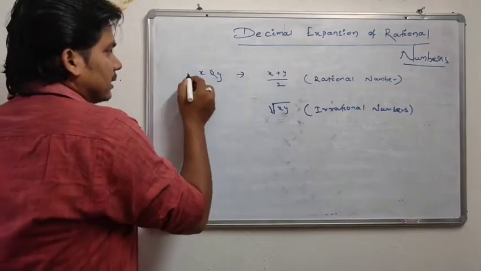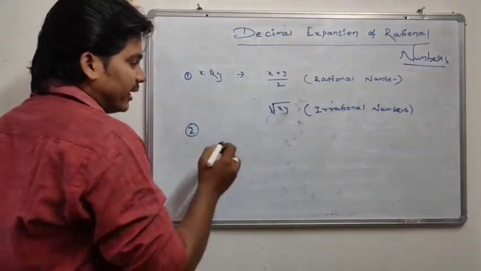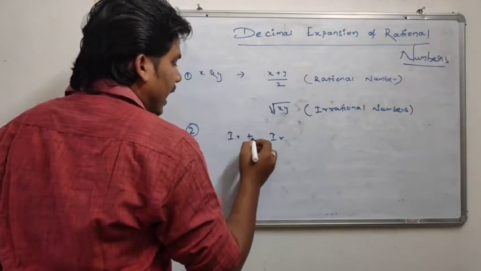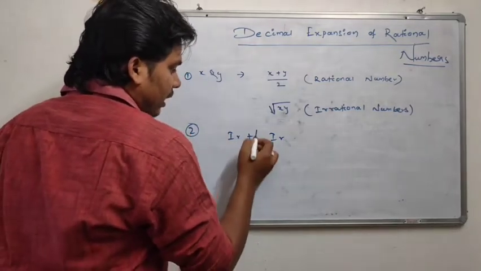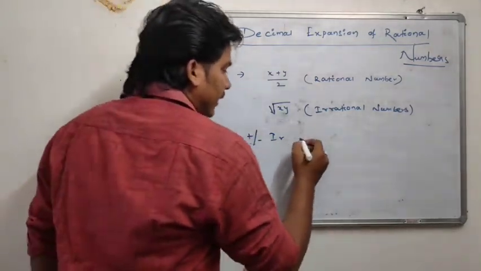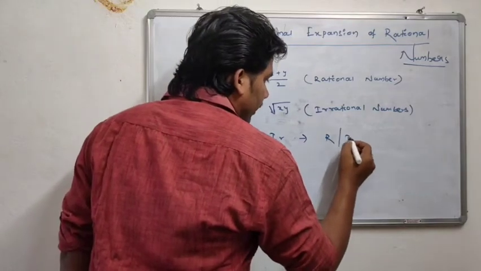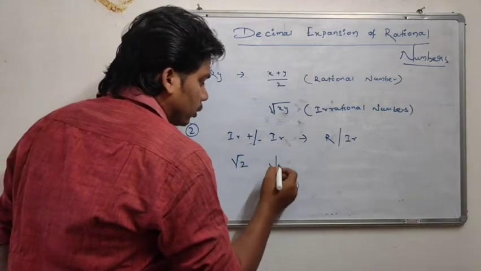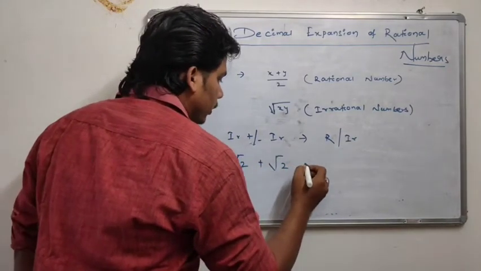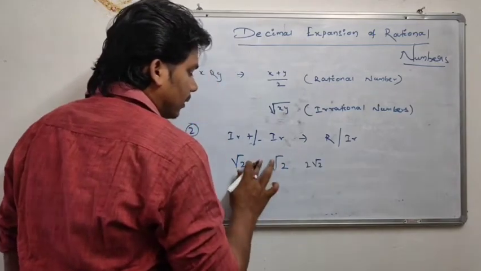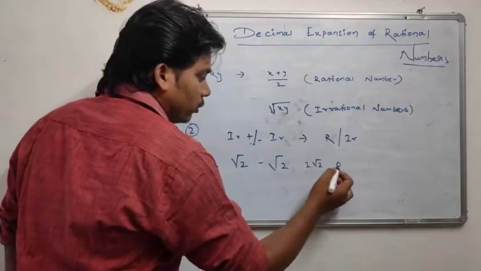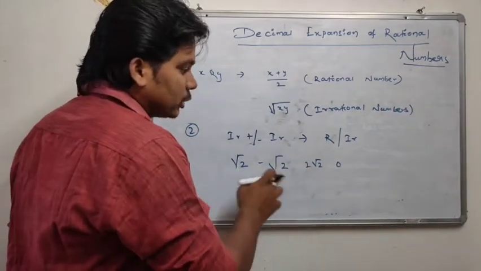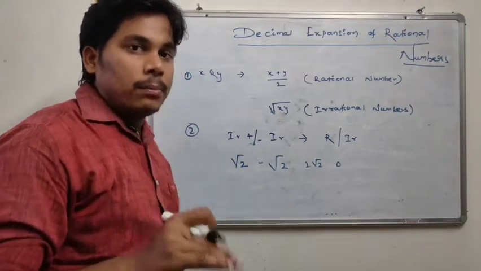And that is the first concept. Second is that if you take an irrational number and I take another irrational number, if we add or subtract, the result may be rational or irrational. Why? Let's take root 2 and another root 2. If I add, this will be 2 root 2. If I subtract, then this will be 0. 0 is a rational number, whereas 2 root 2 is an irrational number. That's why the addition or subtraction value may be rational, may be irrational.